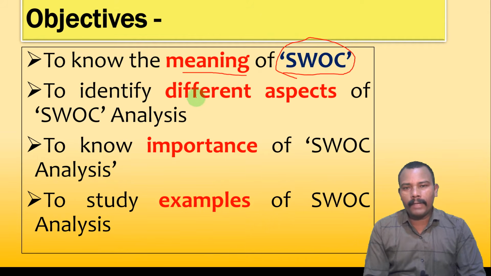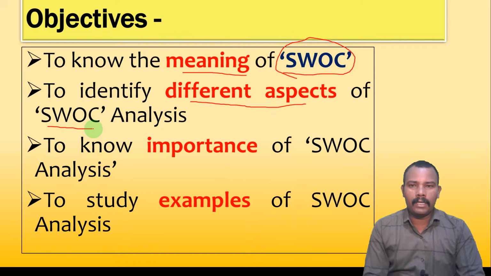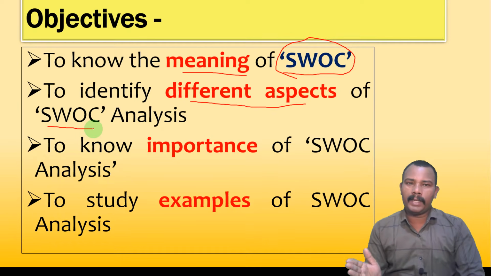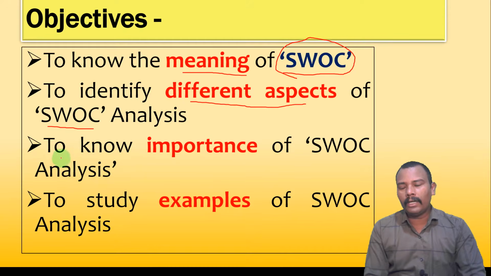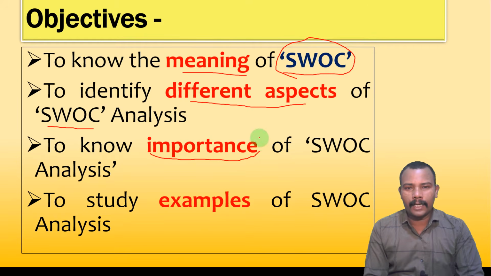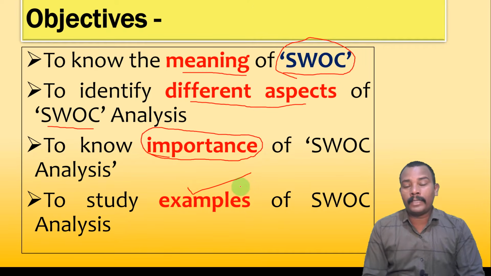Second one is to identify different aspects of SWOC analysis. So what are the different aspects of SWOC analysis? Various aspects related to various parts of SWOC analysis. Then what is the third objective, third aim? That is to know the importance of SWOC analysis. So what is the significance of SWOC analysis? Why is it needed to do SWOC analysis? And what is the last objective? That is to study examples of SWOC analysis. So we are going to start with the topic.